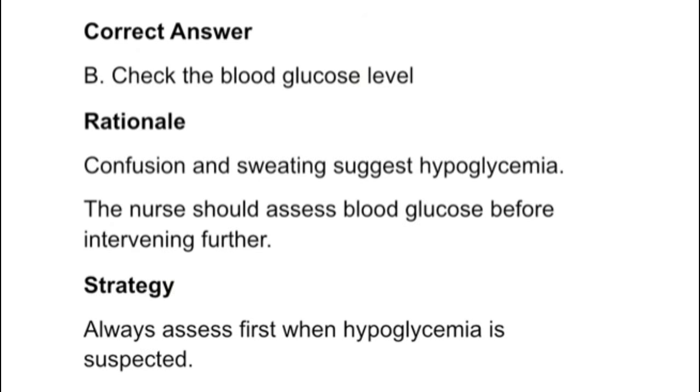Rationale. Confusion and sweating suggest hypoglycemia. The nurse should assess blood glucose before intervening further. Strategy. Always assess first when hypoglycemia is suspected.